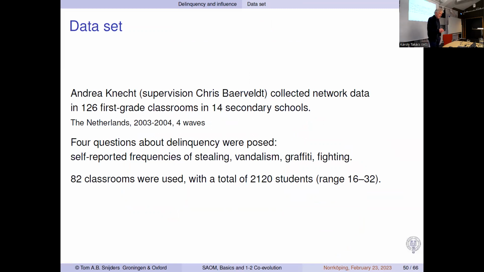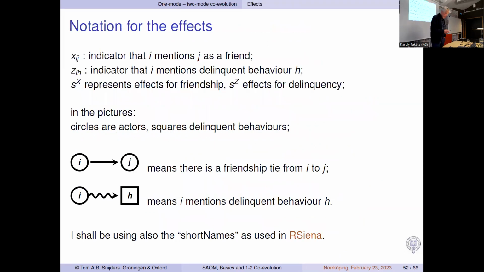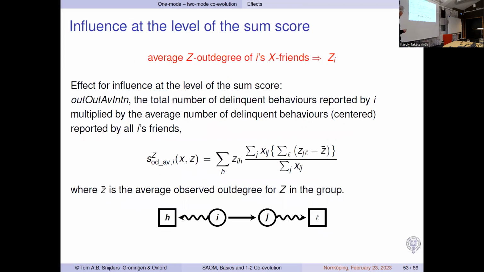So I use Andrea Knecht's data, and I will briefly picture the effect. A one-mode type is indicated like this, a two-mode type is indicated like that, and the influence at the level of the sum score has this formula and this sign.